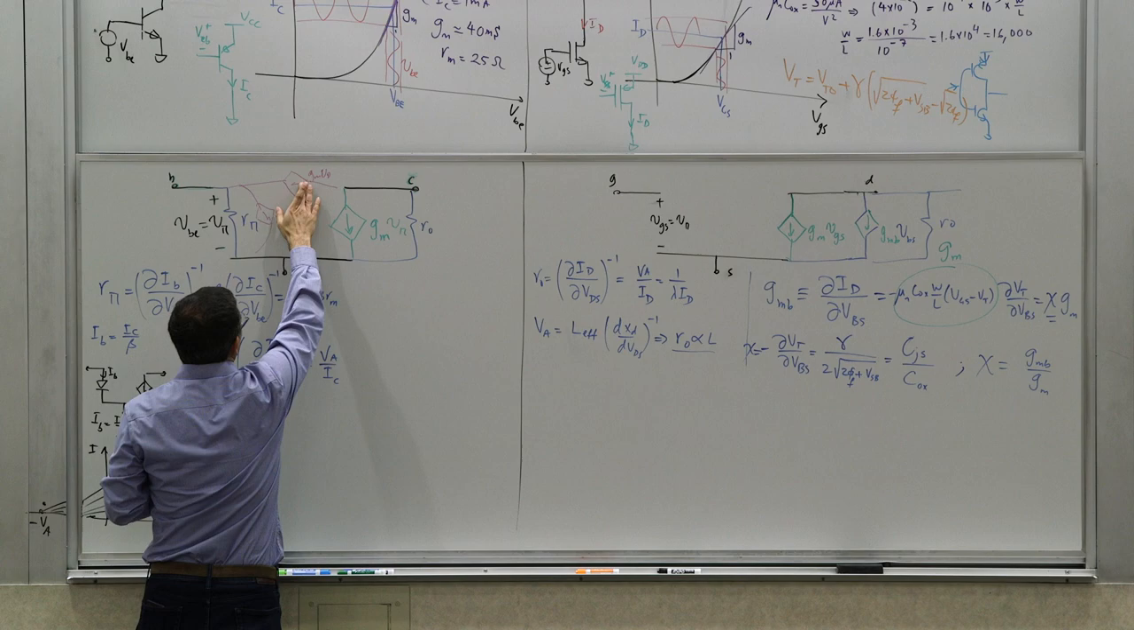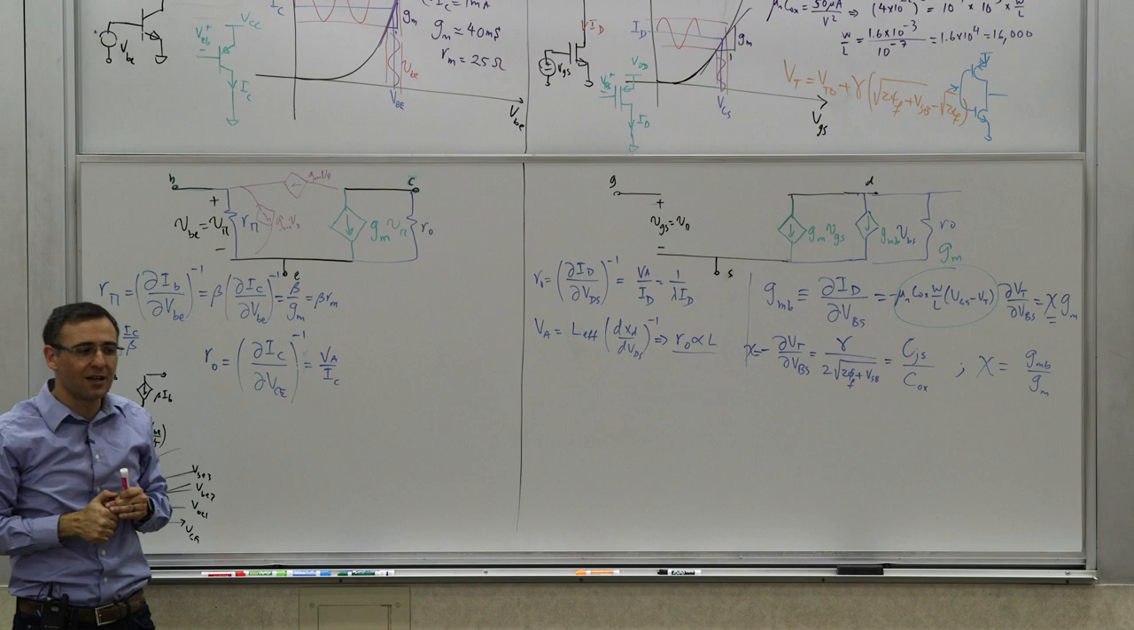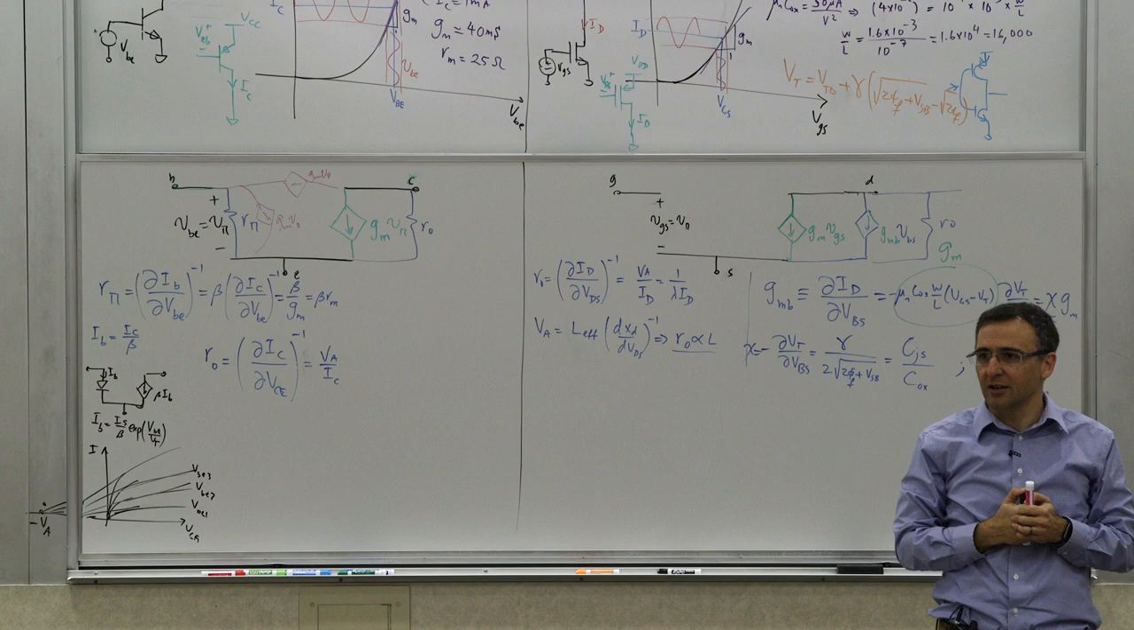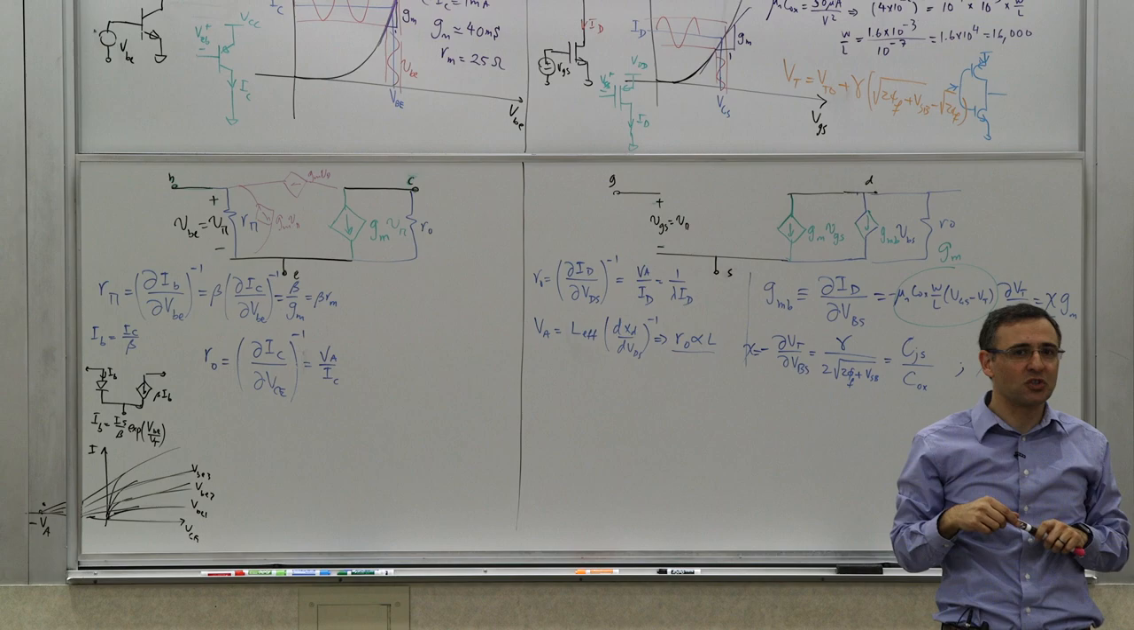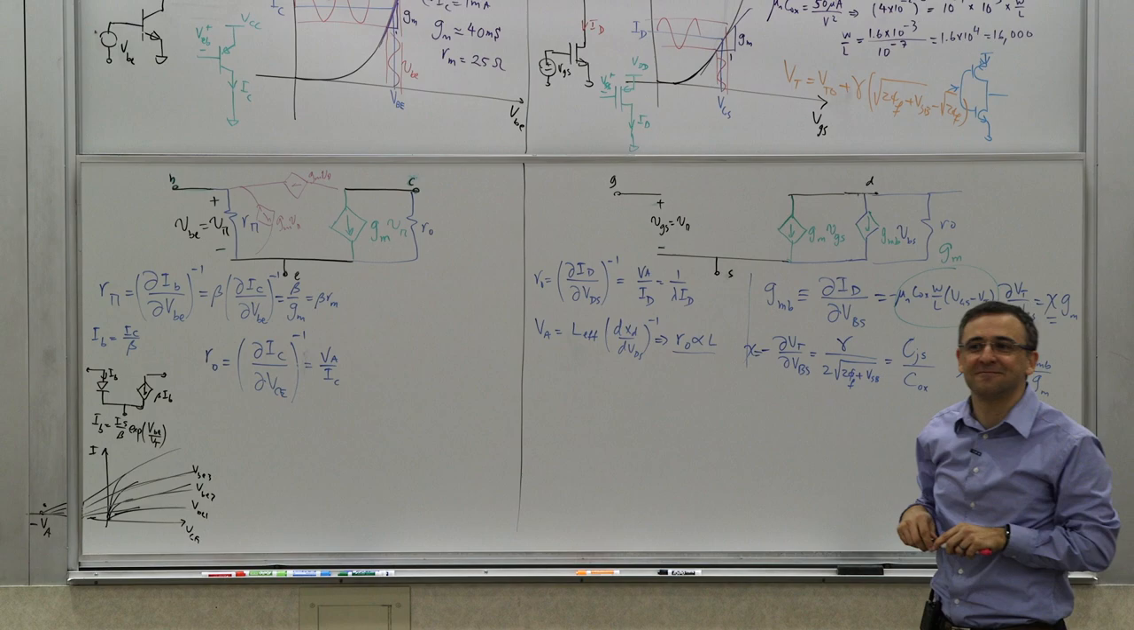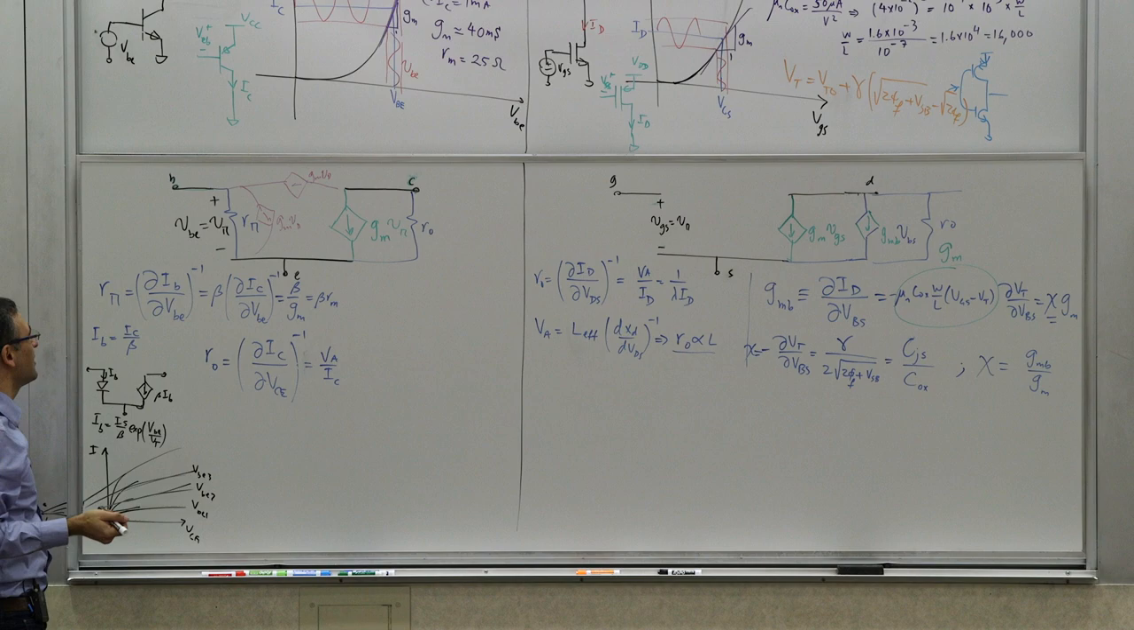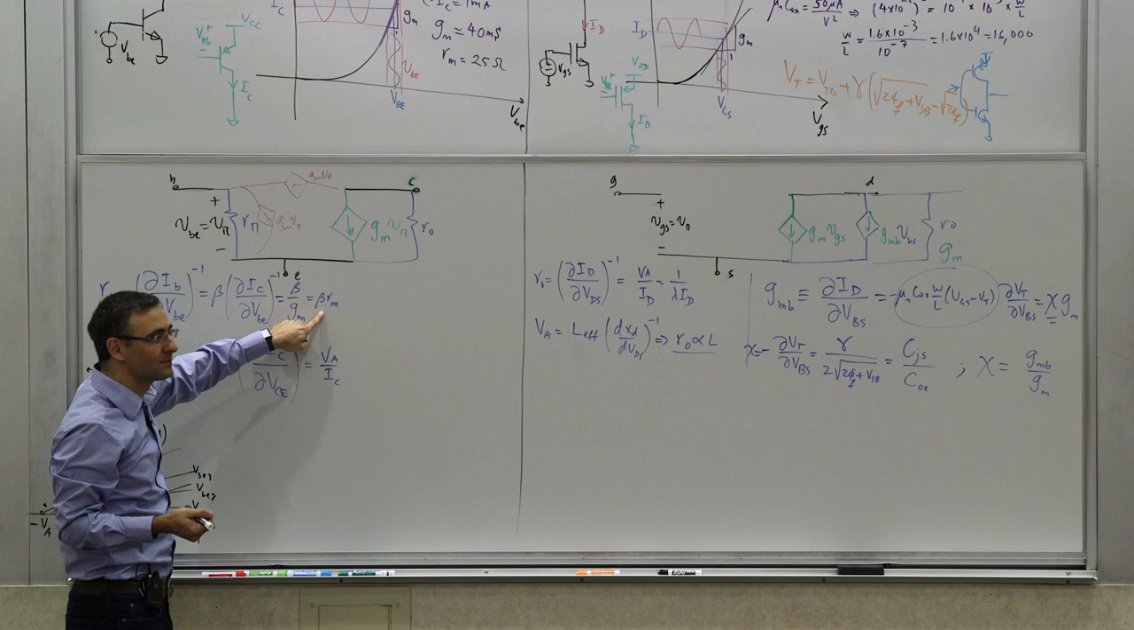What is a current source whose current is proportional to its own voltage? Because now v_pi is the voltage across the current source, right? It has a name. What is the name of a current source whose current is proportional to its own voltage? It's called a resistor. And its resistance is 1 over gm, or its conductance is gm. So now you have a 1/gm in parallel with beta/gm. So you have an rm in parallel with beta rm. What is that parallel combination?